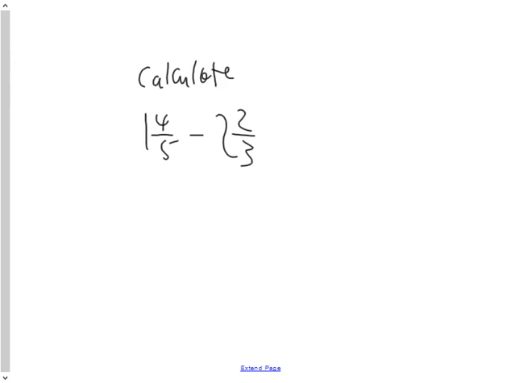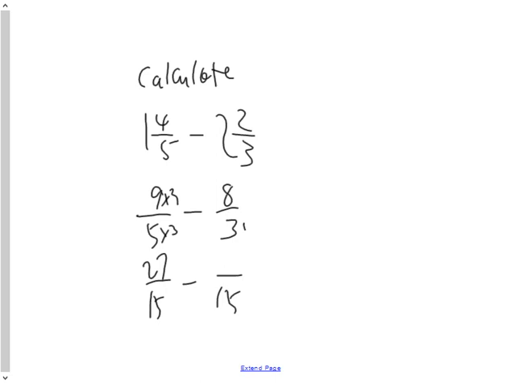Your final question for chapter 2 is to calculate what this is. So this is doing it without a calculator. You could use a calculator if you want, but it's a little bit harder to do. We're going to change our mixed fractions first, in my opinion, to improper. So it's going to be 9 fifths take away 8 thirds. Now that we have that, we find our common denominator of 15, making our equivalent fractions, which will be 27 fifteenths and 40 fifteenths.